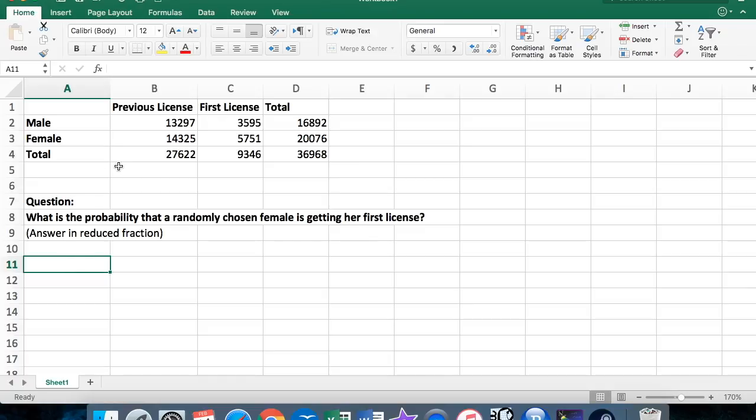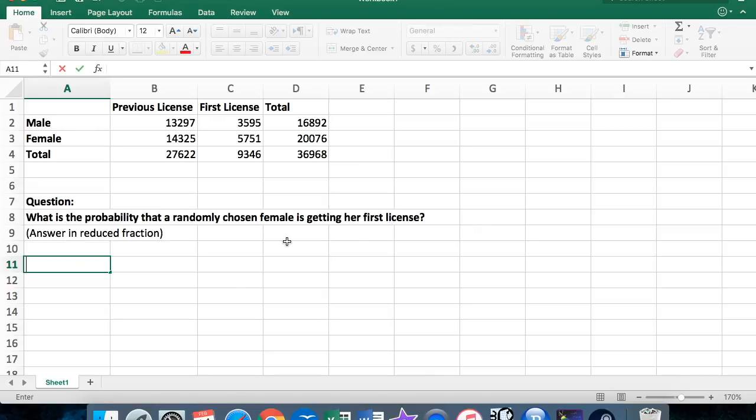Okay, so the question here, this is my distribution. Previous license, first license, and I have male and female, and then the totals, right? My question is, what is the probability that a randomly chosen female is getting her first license? This is a conditional probability. We randomly chose a person and that person was female. Now, what's the probability that this given female is getting her first license?